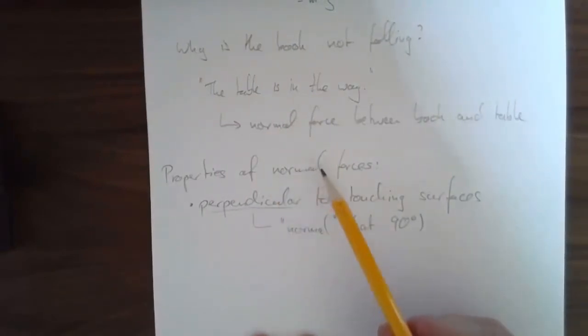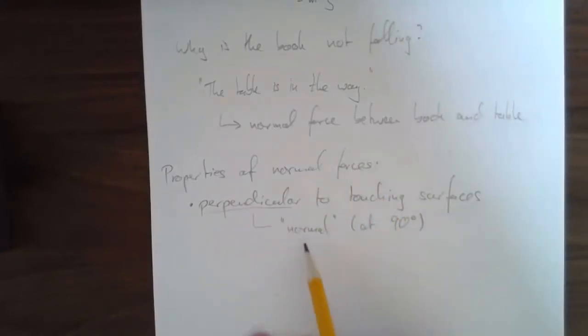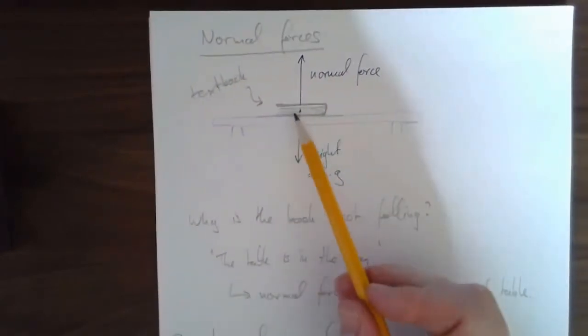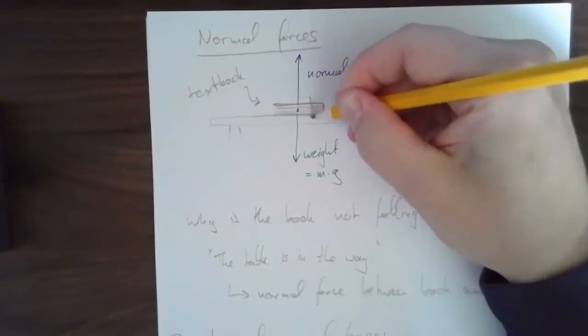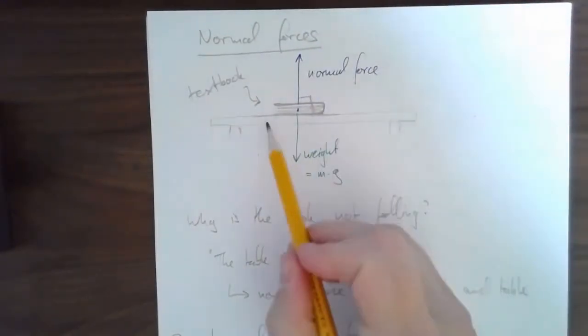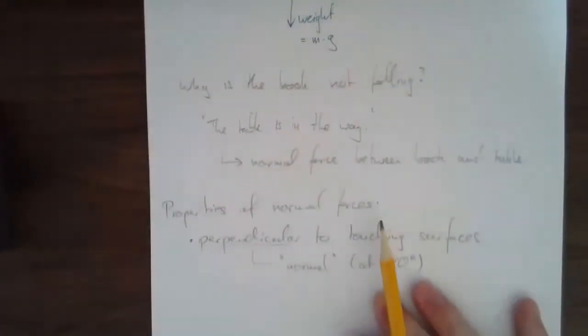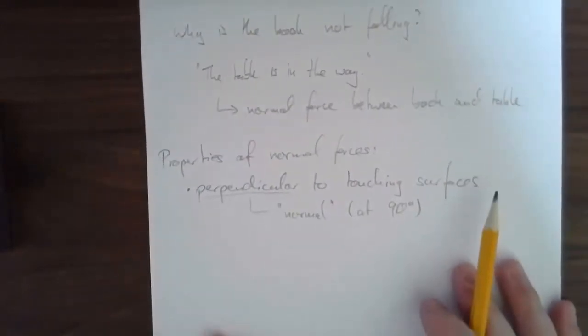They're not normal because they're everywhere, even though they are. Can't really get away from them, or you start falling right to the center of the Earth, like this very second. But they're normal in the sense of at 90 degrees to the touching surfaces, right? So this angle here is 90 degrees between the force and the surfaces that are touching. That's the first property. That's what they're called normal forces.